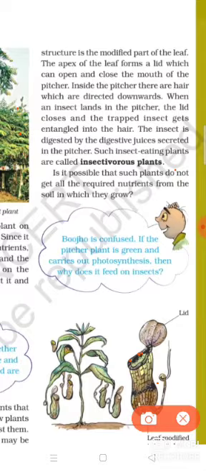You can see videos of pitcher plants, how they trap and eat insects, on YouTube also. It is also possible that such plants do not get all the required nutrients from the soil in which they grow. So these plants, not getting a proper amount of nutrients from the soil, trap insects, and from that they get their nutrition and they grow.